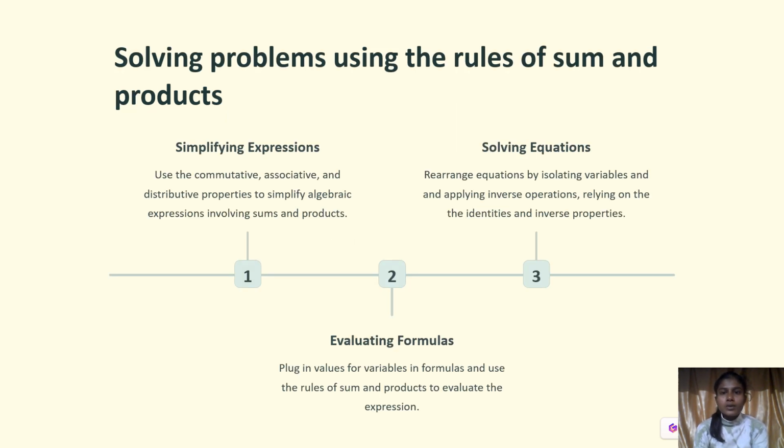Solving problems using the rules of sum and products. Simplifying expressions, solving equations, evaluating formulas. Simplifying expressions. Use the commutative, associative, and distributive properties to simplify algebraic expressions involving sum and products. Solving equations. Rearrange equations by isolating variables and applying inverse operations, relying on the identities and inverse properties. Evaluating formulas. Plug in values for variables in formulas and use the rules of sum and products to evaluate the expressions.